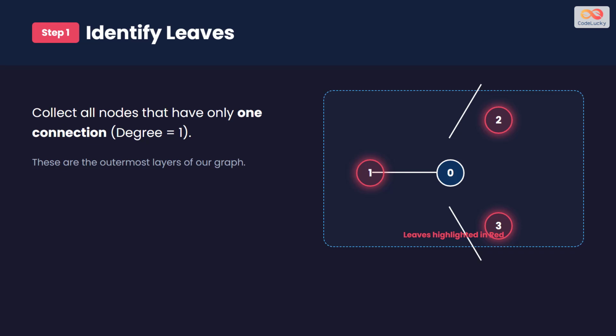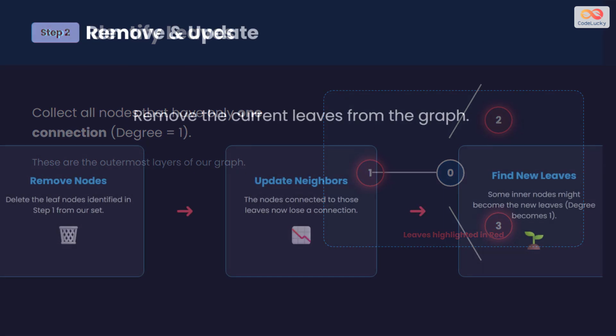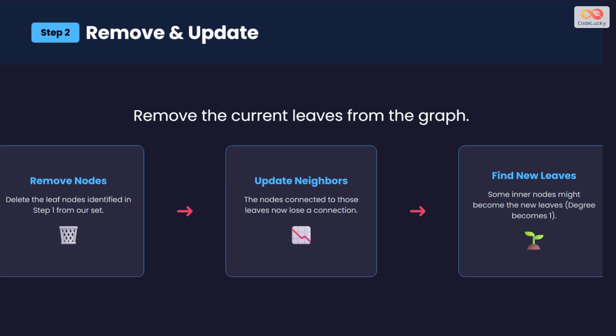To implement this, we start by finding the outermost layer of the graph. These are the leaf nodes, which in a graph context are simply the nodes that have only one connection, or a degree of 1. Once we have identified the leaves, we remove them from the graph. When a leaf is removed, its neighbor loses a connection. If that neighbor previously had 2 connections, it now has 1, meaning it effectively becomes a new leaf.